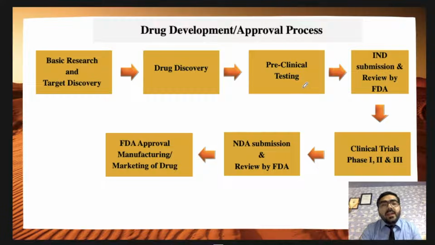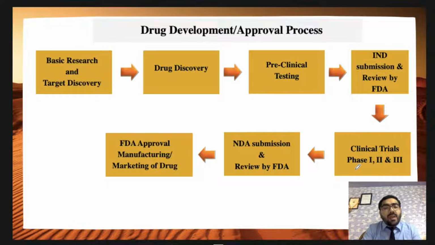Then after the preclinical testing, we have to submit the IND application, which is the investigational new drug application. And this IND application is reviewed by the FDA, which is the regulatory authority of the US. So after the FDA reviews this IND, if the FDA approves that IND, only then we can conduct a clinical trial. There are different types of clinical trials, which are conducted on humans. Four phases of clinical trials are there: phase 1, phase 2, phase 3, and phase 4.